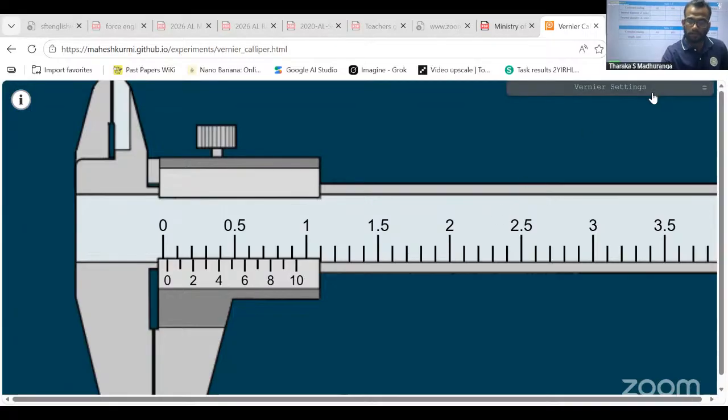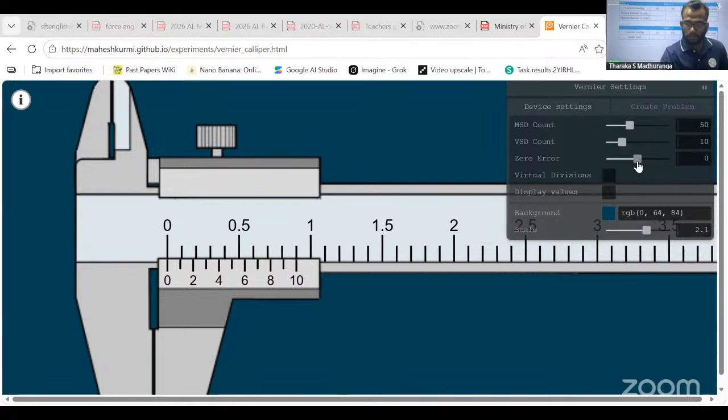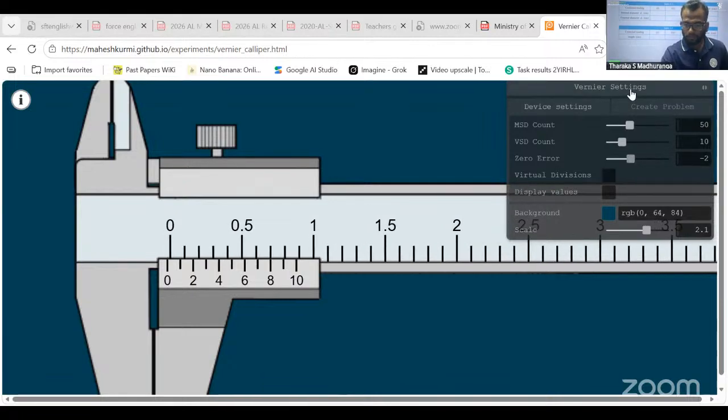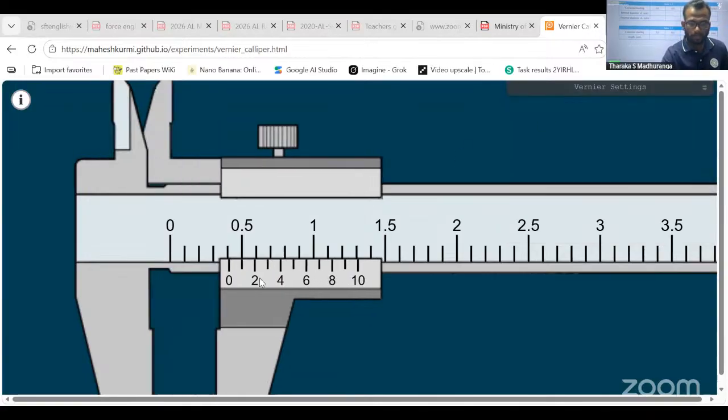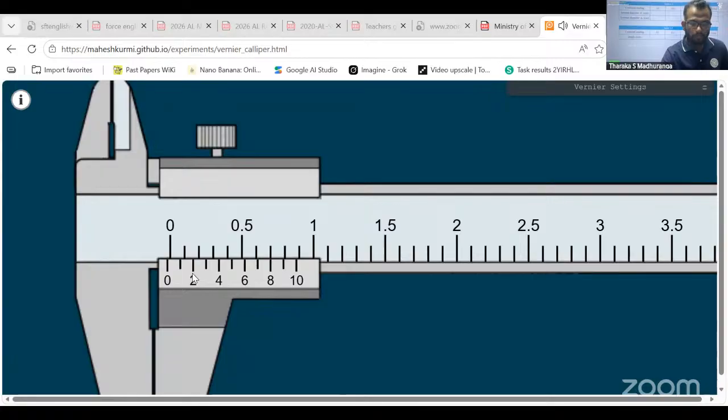Okay, the next thing is, what is negative zero error? Negative zero error means, due to wearing of these jaws, what happens in the contact stage is that the vernier scale 0 shifts to the left side of the main scale 0. The reason is wearing off of the jaws, especially the external jaw, removing smooth layers from the external jaws. Due to that, the vernier scale 0 shifts left of the main scale 0. That we call negative zero error.